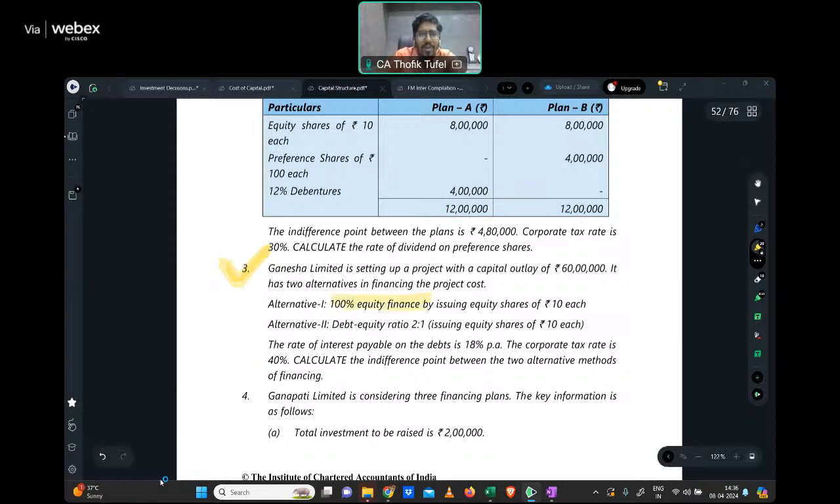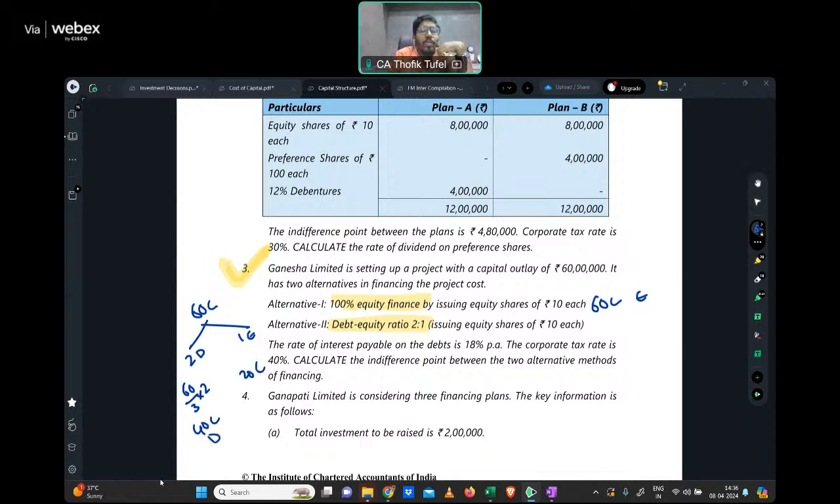Here it is 100% equity, alternative 1. Here the debt equity ratio should be 2:1. So here the entire 60 lakh is equity. In the second option, out of those 60 lakh, 2 parts should be debt and 1 part should be equity. So 60 lakh divided by 3 into 2 means 40 lakh should be debt and 20 lakh should be equity. Only then is my debt equity ratio 2:1. So these are my two options.